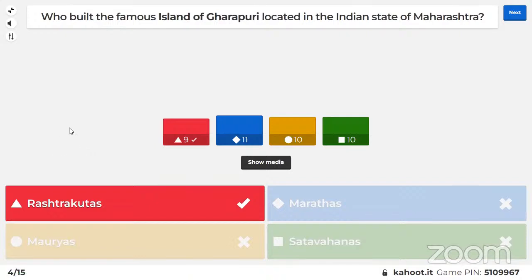All right, time's up. So the question was, who built the famous island of Kharagpuri? Kharagpuri is located in the Indian state of Maharashtra. So the answer is Rashtrakutas. Rashtrakutas were a kingdom which ruled in the Deccan, Maharashtra region from the sixth till the 10th century AD. Okay. All right. So let's move on to the next question.